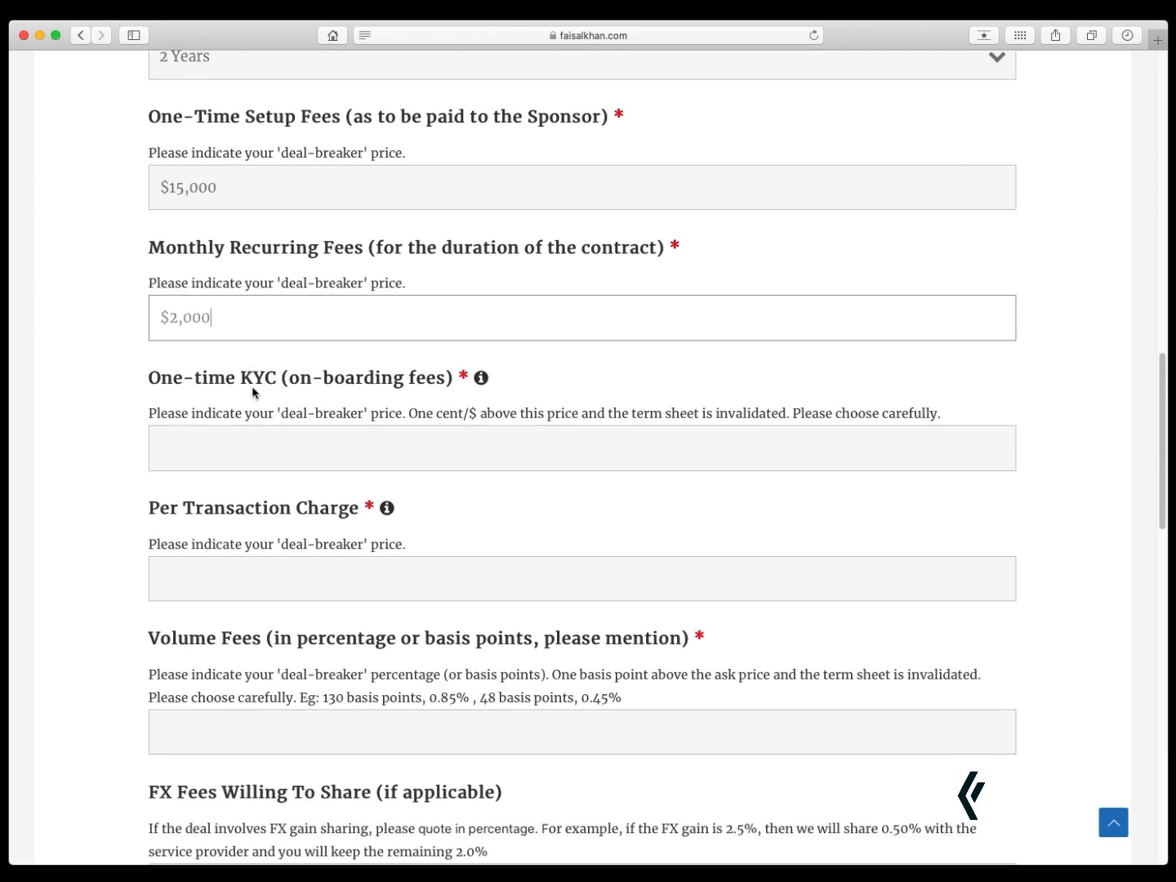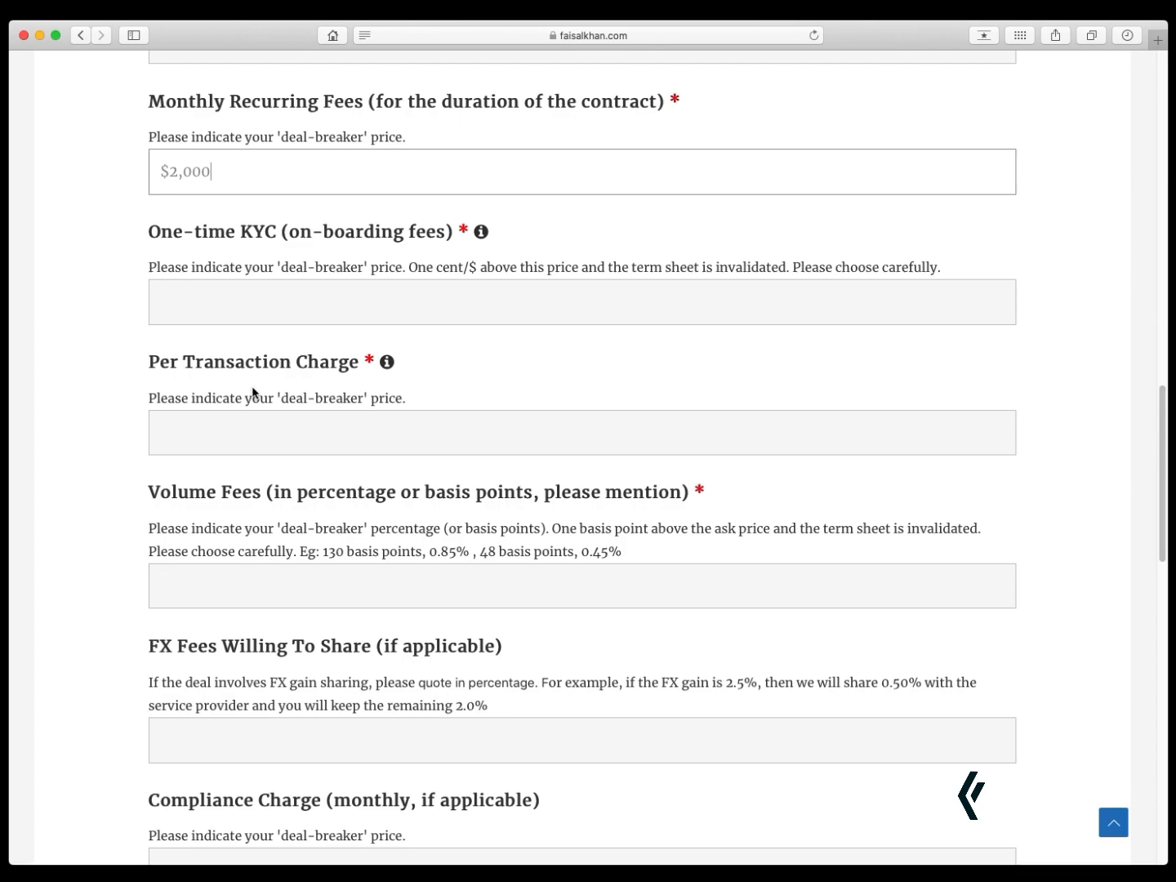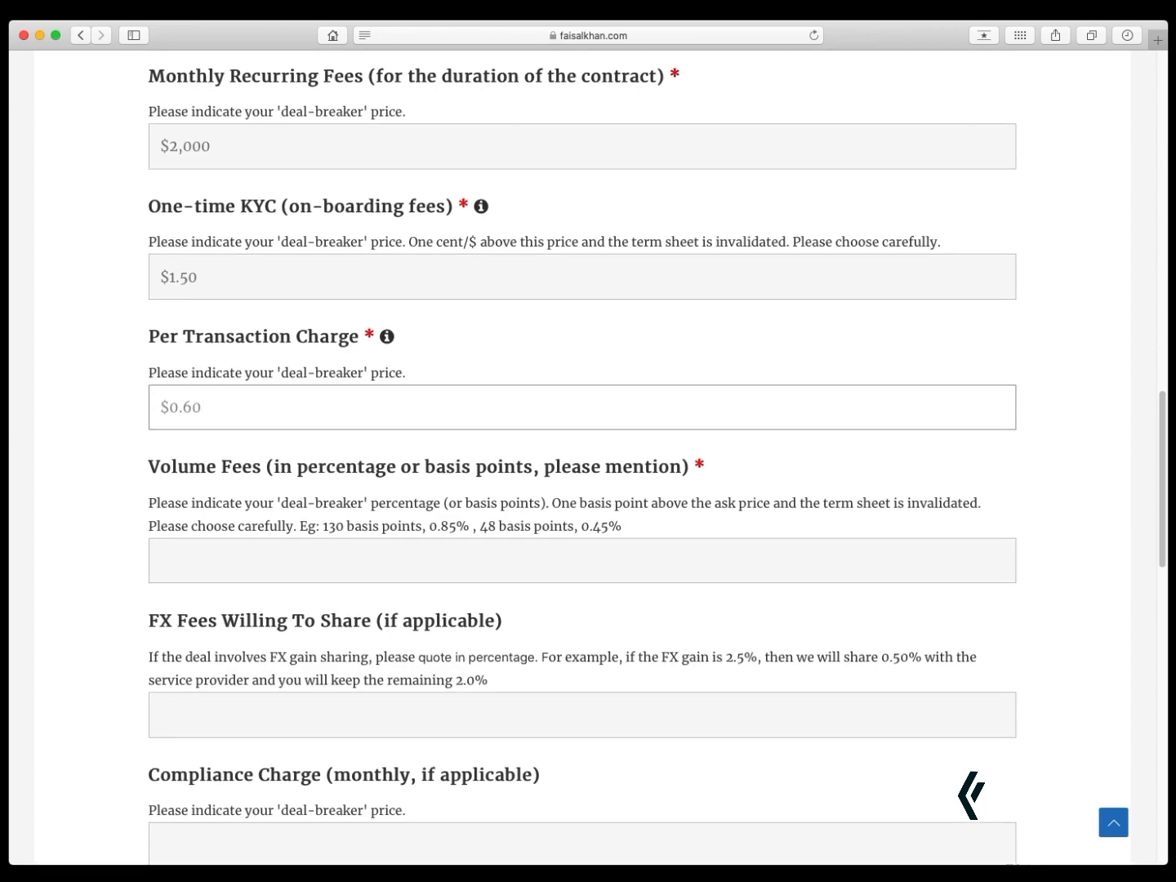Then there's the one-time KYC charge for onboarding. You can say, you know what, I'm willing to pay $1.50 for every KYC that we have to do. Then there could be a per transaction charge. You could say, for every transaction I'm willing to pay 60 cents. That could be a very fair amount. You would have to know the industry and the type of network and processing that you're wanting to do and what the average price for that would be.